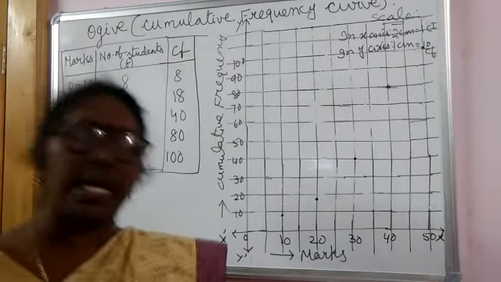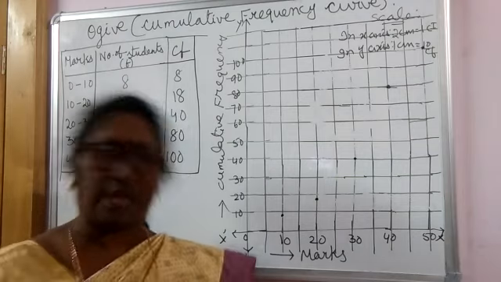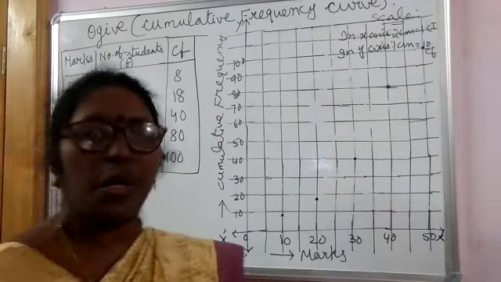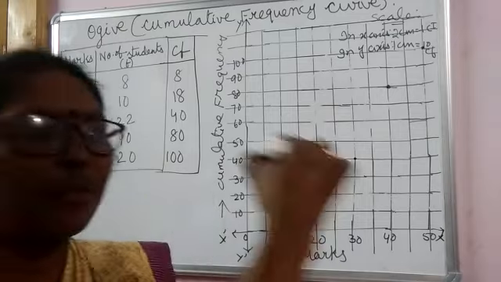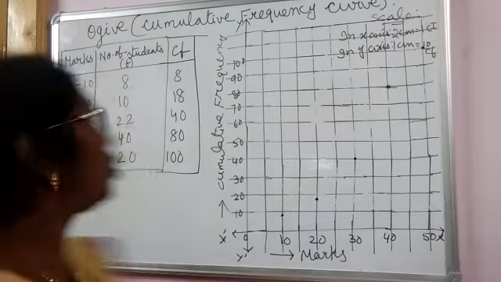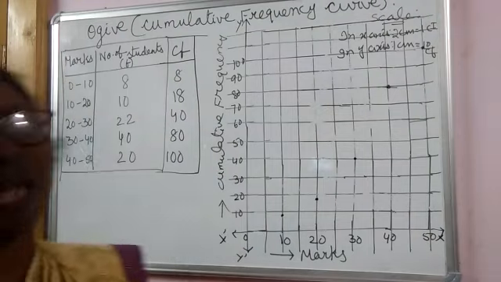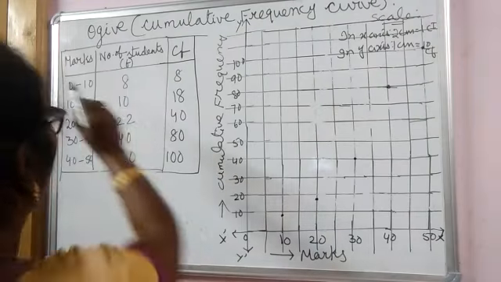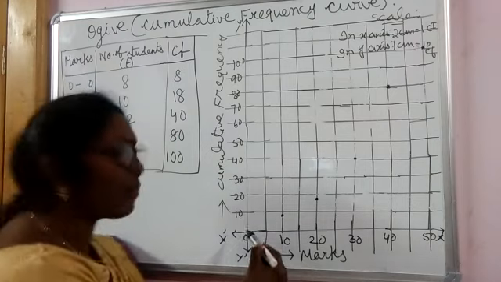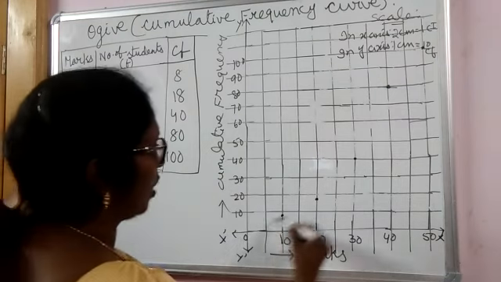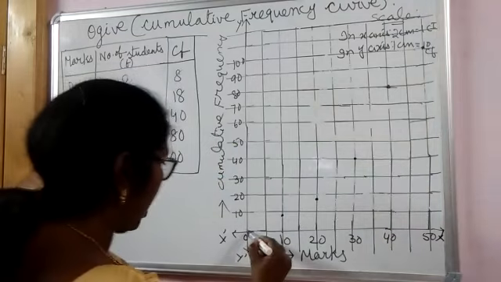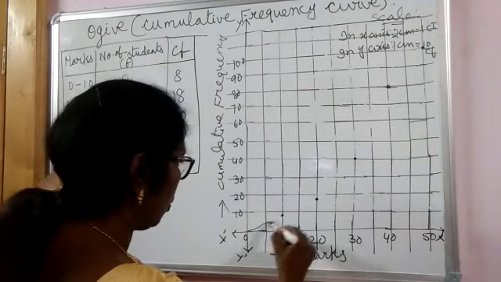This Ogive is a freehand curve. In order to draw this curve, you don't use a scale. Simply a freehand curve you have to draw, starting from the lower limit of the first class interval. The lower limit of the first class interval is 0 here. So starting from 0, we have to draw a freehand curve by joining all these points. See how I join 0 to 10.